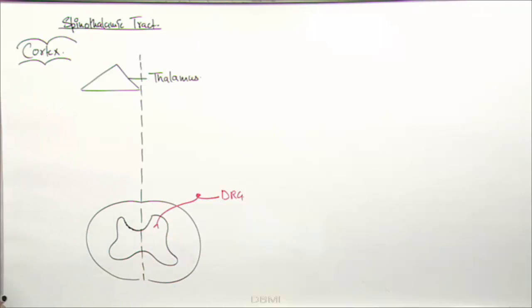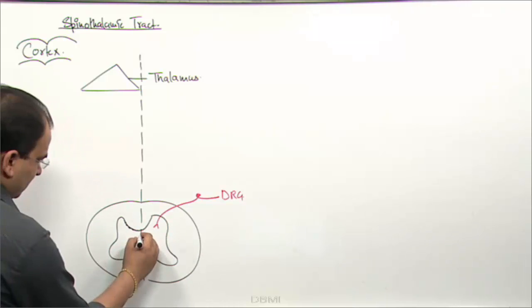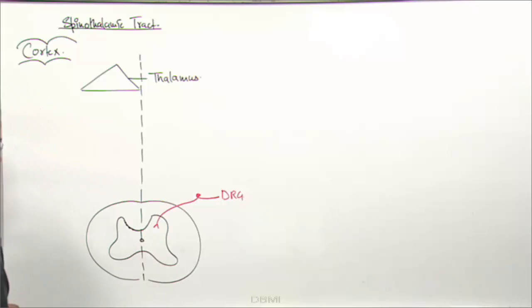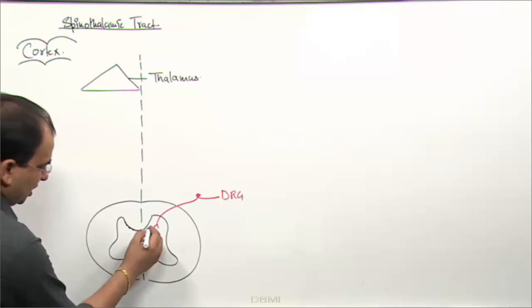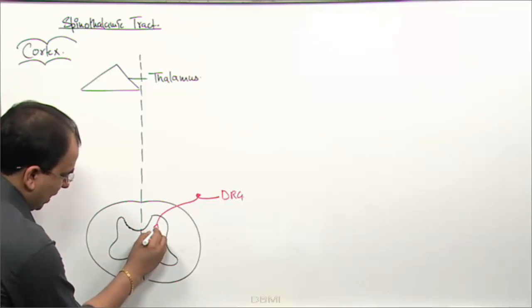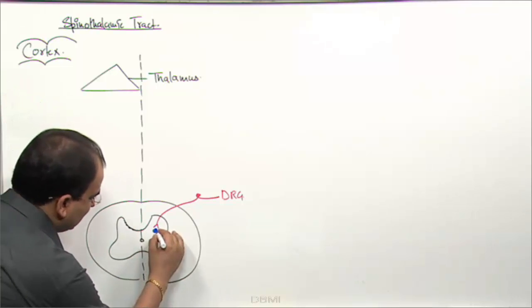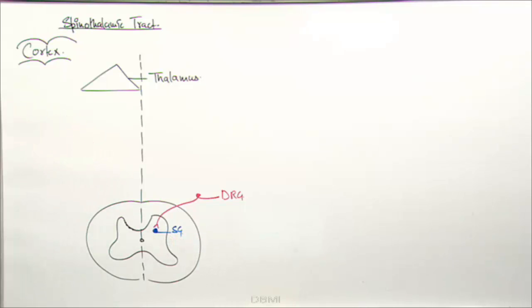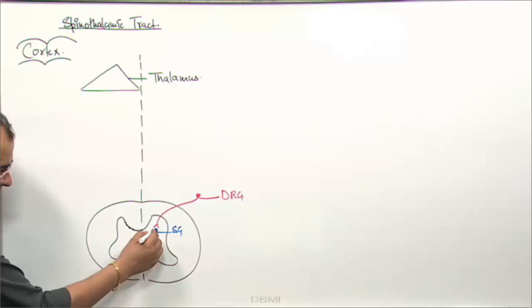Somewhere in the grey matter where we have the substantia gelatinosa, and that will end. From the substantia gelatinosa, just a schematic picture here. So let's say this is substantia gelatinosa. From the substantia gelatinosa, the second order neuron will begin, and they will cross over to the opposite side.